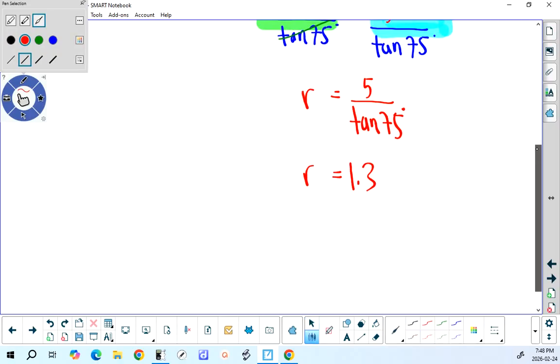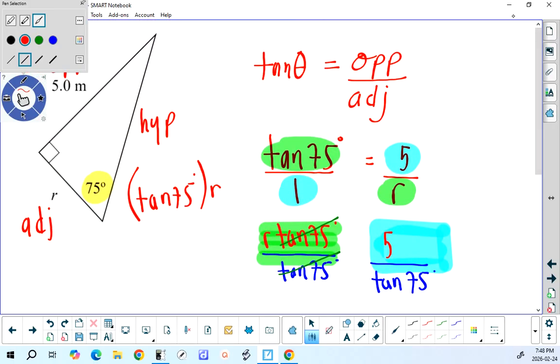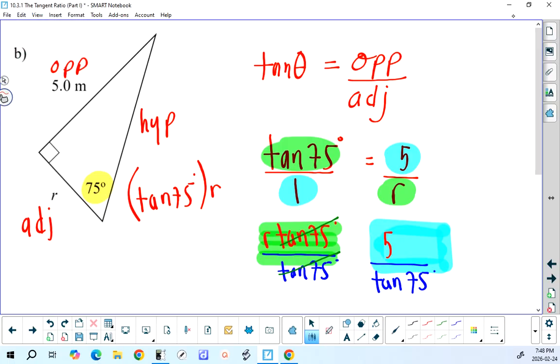Now, let's just look at this. Does that make sense? Yeah. If that long side is 5, that looks like it could be about 1.3. Keep in mind that triangle is probably not drawn to scale.